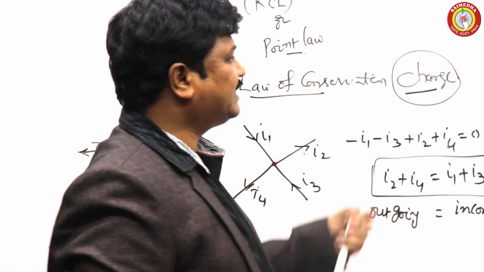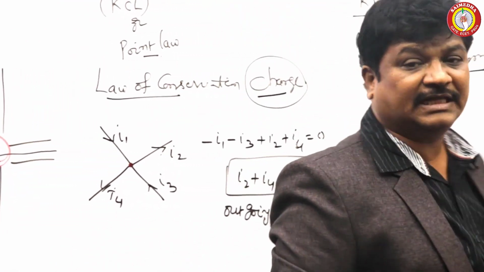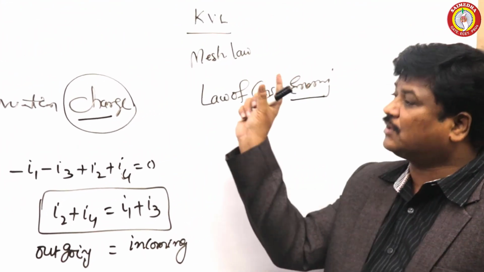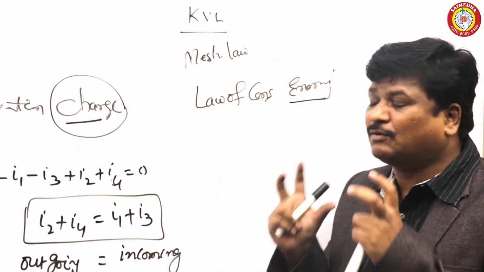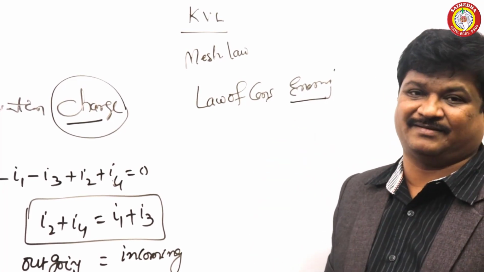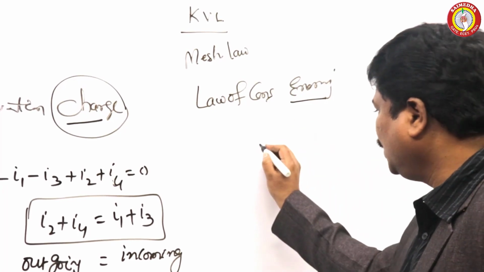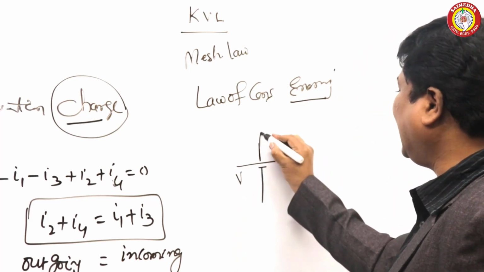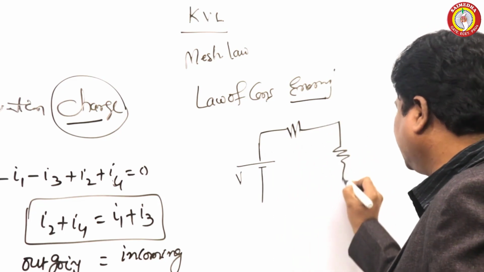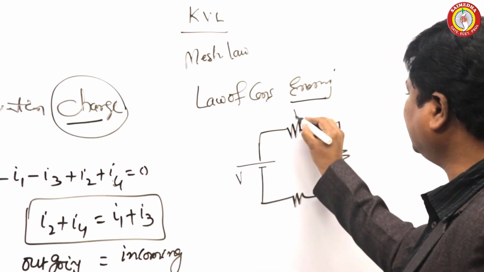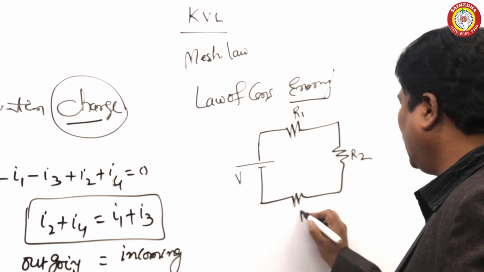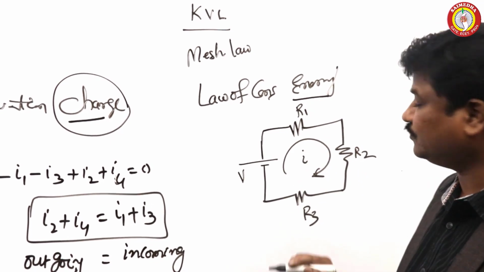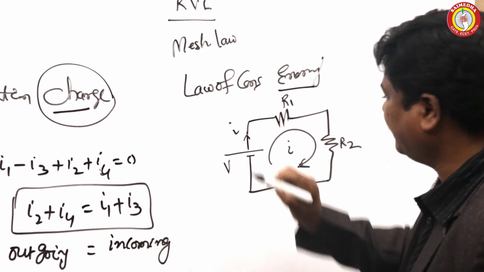Similarly, what is Kirchhoff's voltage law? I told you, energy can neither be created nor destroyed. Whenever we talk about Kirchhoff's voltage law, we have to consider a closed path. Here you take the source voltage, and we have resistances R1, R2, R3. Some current is flowing here, which we can call I.